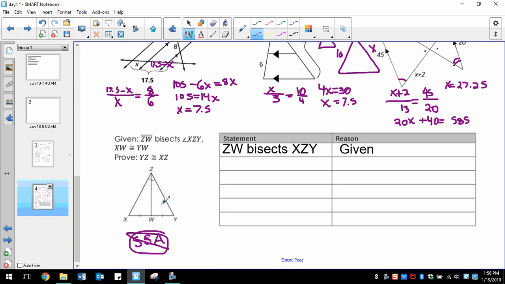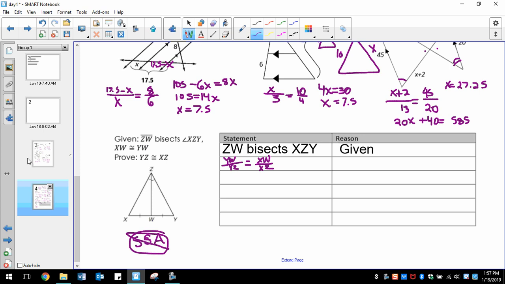Or, well, you could write it however you want to, but I'm just going to write it that way, going from here to here and then here to here. So that would be YW over YZ is equal to, so that was this over this, is going to be equal to XW over XZ.